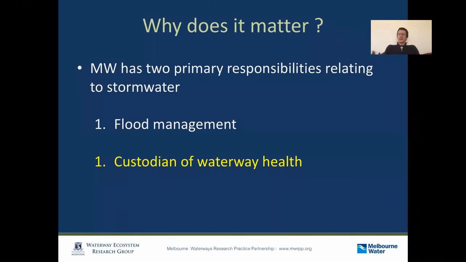So why does stormwater management matter? Melbourne Water has two primary responsibilities relating to stormwater: managing, or reducing, flood risk, and also being the custodian of waterway health. You'll probably see that list and think, oh, there's a little error there, they should be number one and number two. But in fact, that's deliberate, because both of these responsibilities are equal in the eyes of the law, in the eyes of Melbourne Water's management responsibilities. And so we need to manage these together.